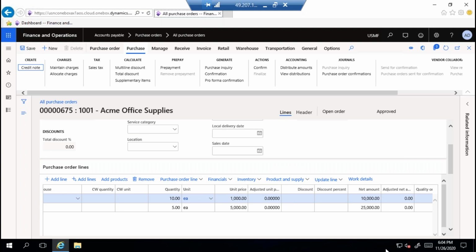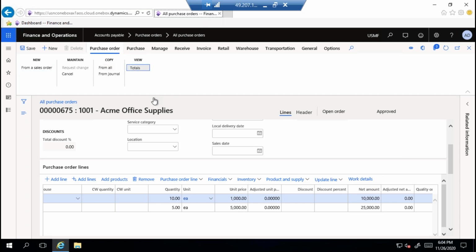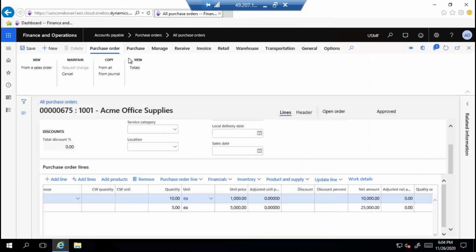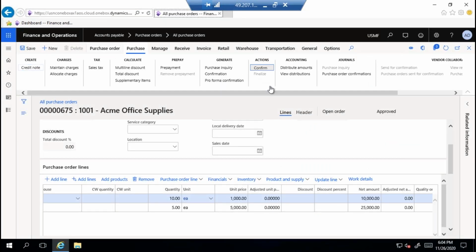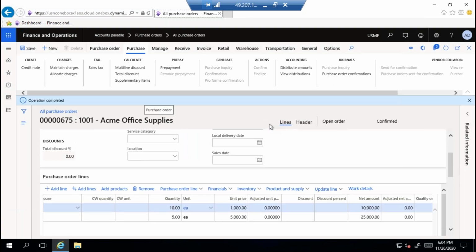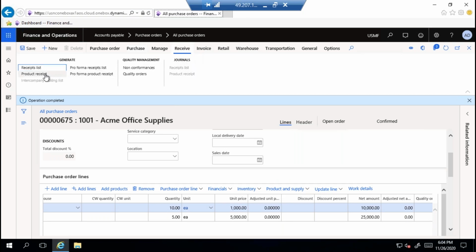Okay. Fine. Now let me verify the total. It is 35,000 only. Now I did confirmation. I have not received; till now we have learned about the purchase order. Now I have received material. During this, it is 35,000 only.